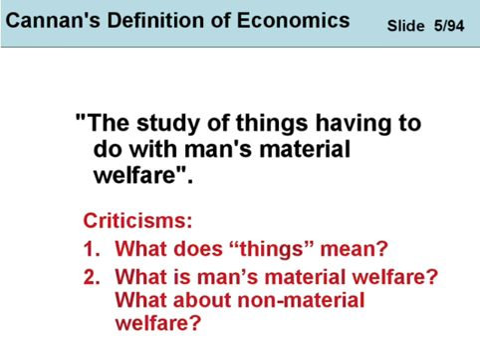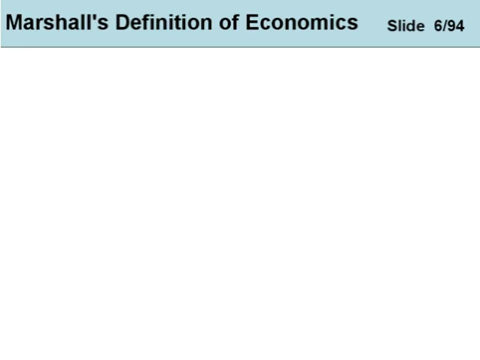Marshall's definition, Alfred Marshall in the 1890s, this is one of the big names in the subject. Alfred Marshall is the father of economics. Virtually everything you do is related to Alfred Marshall. Marshall's analysis gave us our understanding of how markets work. So Marshall is the really big name in the subject, and Marshall defined economics as the study of mankind in the ordinary business of life.